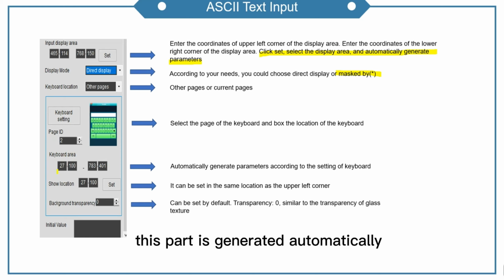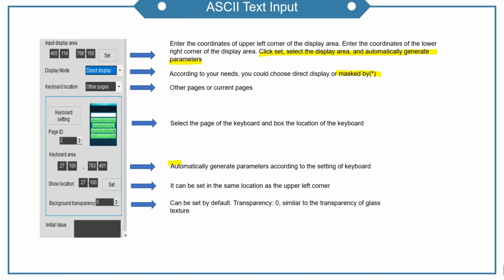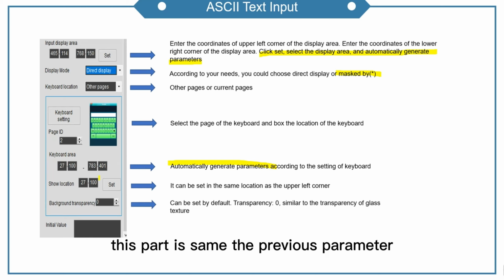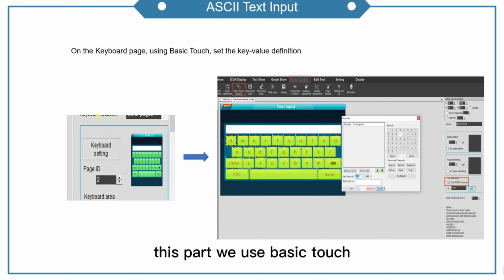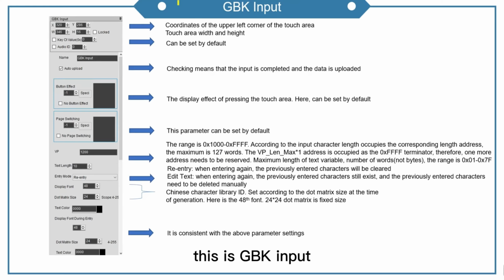This part is generated automatically. This part is the same as the previous parameter. This part set by default. This part we use basic touch. Set the key value accordingly. This is GBK input.